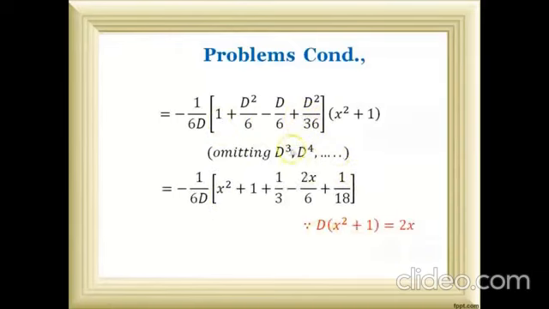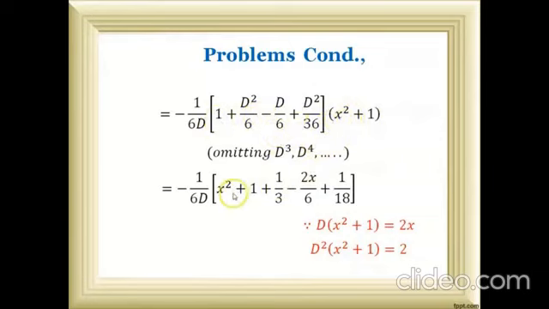So here D of x square plus 1 value is 2x, D is d by dx. d by dx of x square plus 1 becomes 2x and D square of x square plus 1 becomes 2. So therefore, I am omitting the D cube, D4, etc., the remaining terms. Next, let us move on to the multiplication of these two terms.